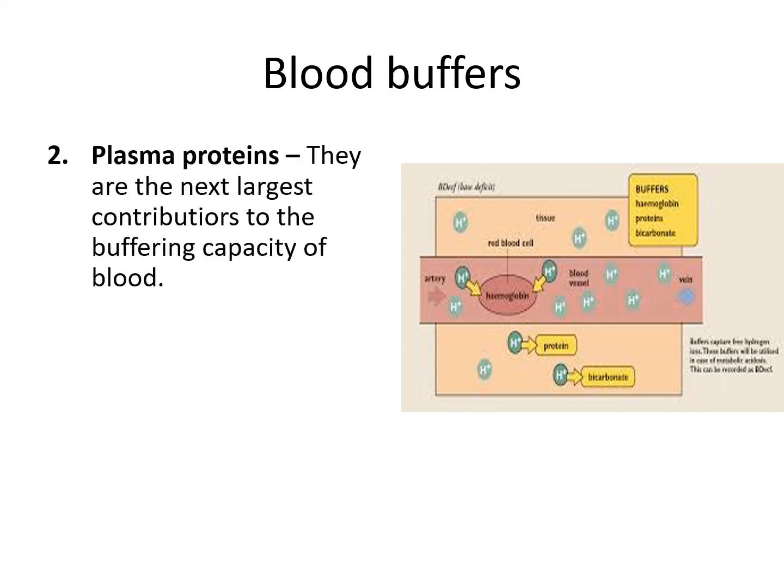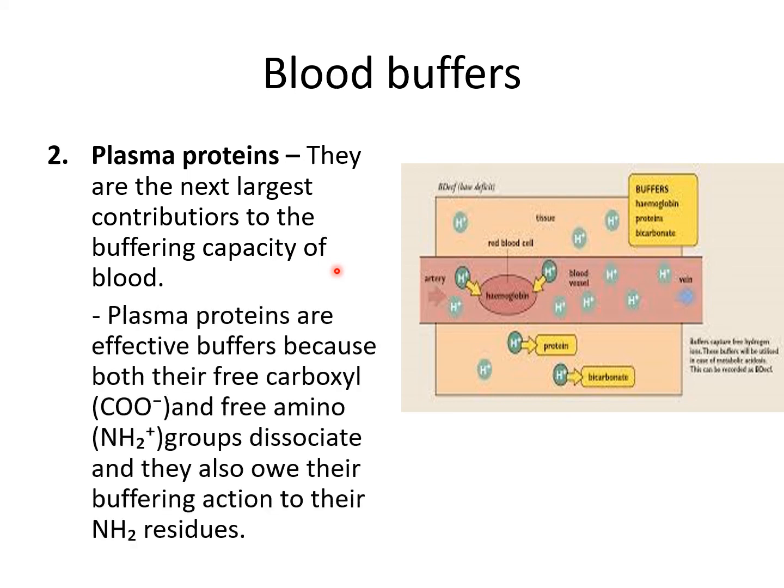Next is the plasma protein. Like the hemoglobin, the plasma proteins are the next largest contributor to the buffering capacity of blood. The plasma proteins are effective buffers because both their free carboxyl and free amino groups dissociate, and they also exert their buffering action through their NH2 residue.